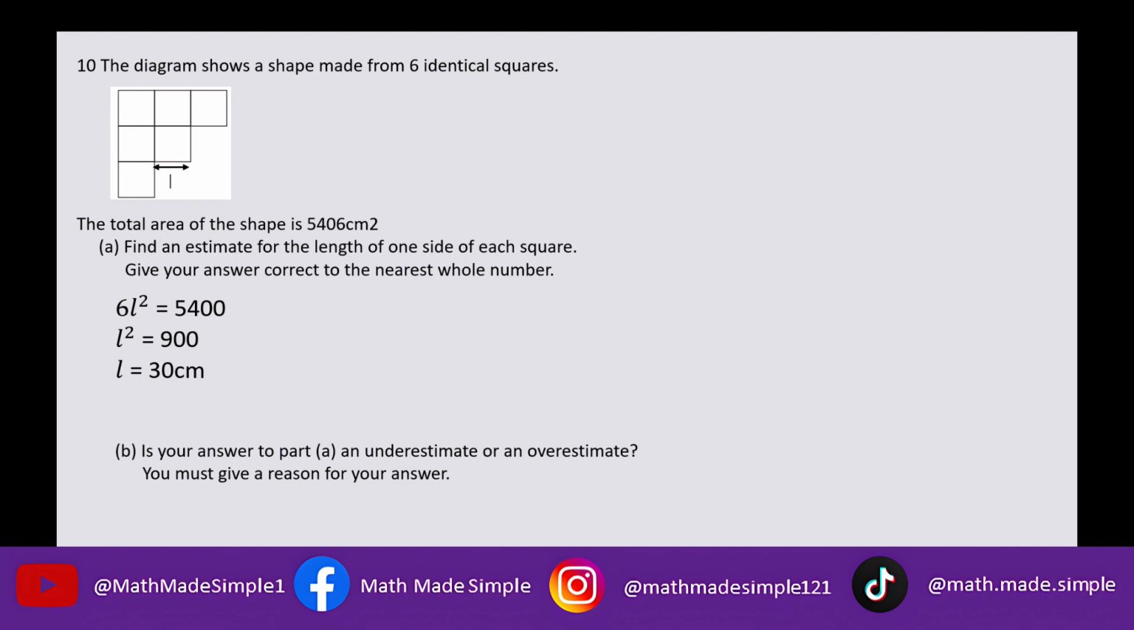So part B is the answer to part A, an underestimate or an overestimate. Give a reason for your answer. So I've only estimated once, and I rounded down. So that would give me a smaller answer, so mine is an underestimate.